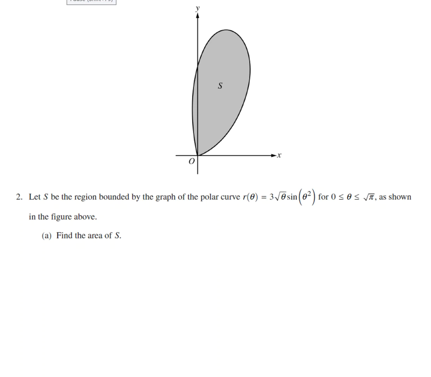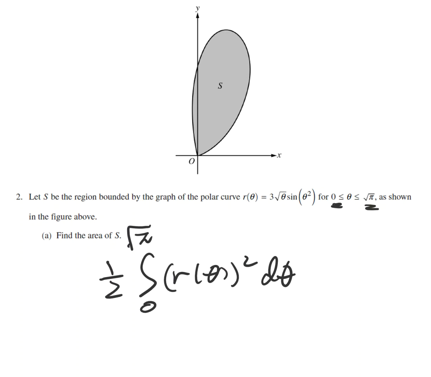So we know that the equation for the area in a polar curve is 1/2 the integral from where the beginning is to where the end is. For this question, it's going from 0 to square root of pi. So it's 1/2 the integral from 0 to square root of pi of r squared, which in this case will be r of theta all squared d theta.